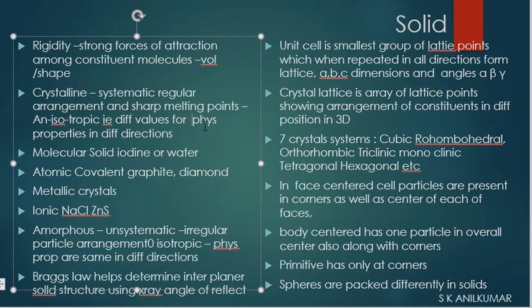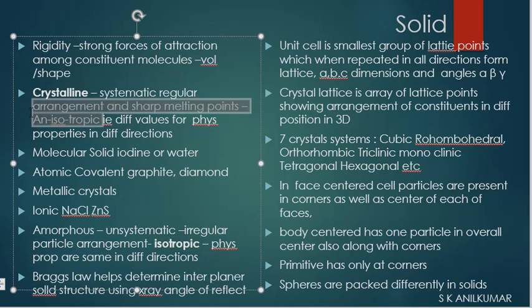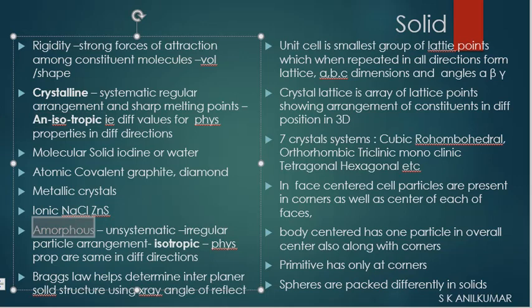Amorphous means not a systematic arrangement; it is unsystematic and irregular. The particle arrangements are irregular. When they are amorphous, they are isotropic. When they are crystalline, they are anisotropic. Anisotropic means the opposite of isotropic. Isotropic means the physical properties are the same in different directions. In crystalline solids, physical properties are different in different directions.